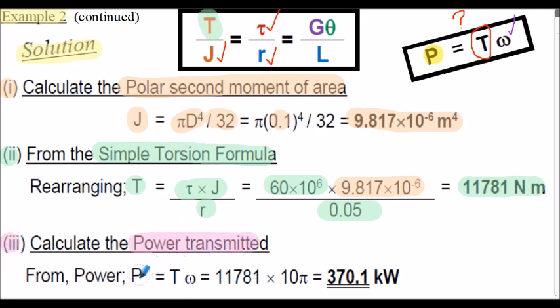Now we're in a position where we can calculate the power transmitted. Power is equal to the torque calculated above multiplied by the angular velocity from the previous slide. Inserting the values, the maximum power transmitted is 370.1 kilowatts.